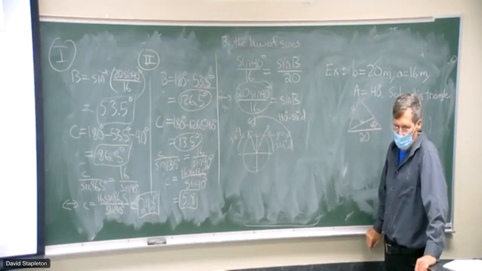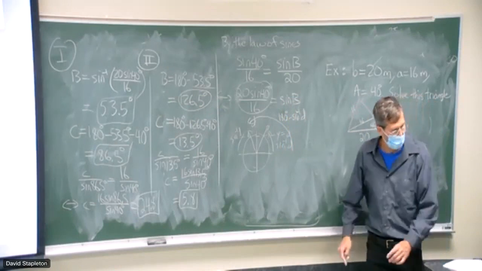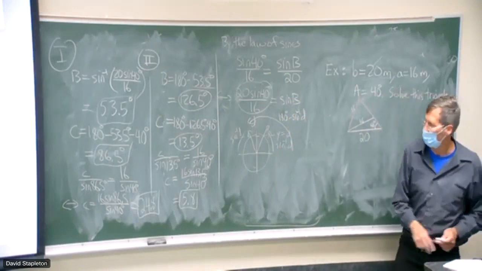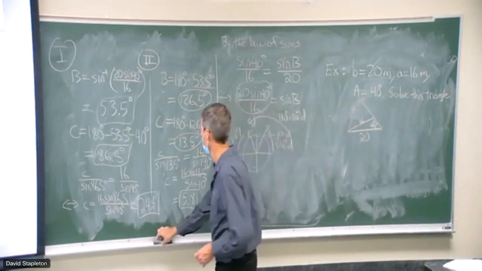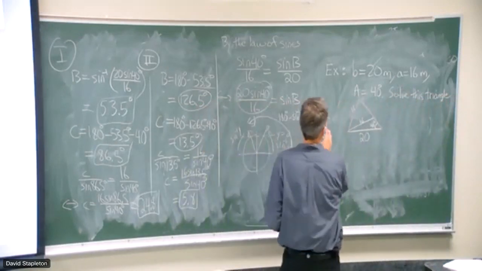That's the law of sines. The law of cosines, I think, is actually a little easier, although it's a little harder formula to remember. Let's get started on that tonight. I guess we'll finish it next time.